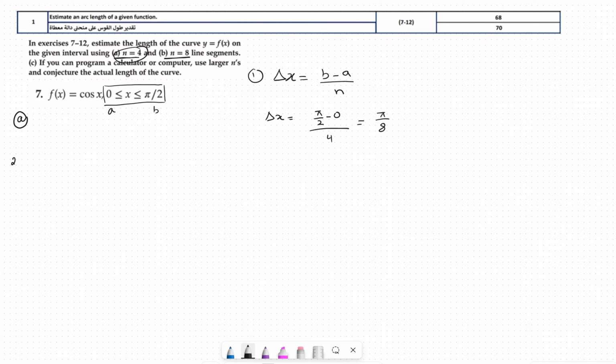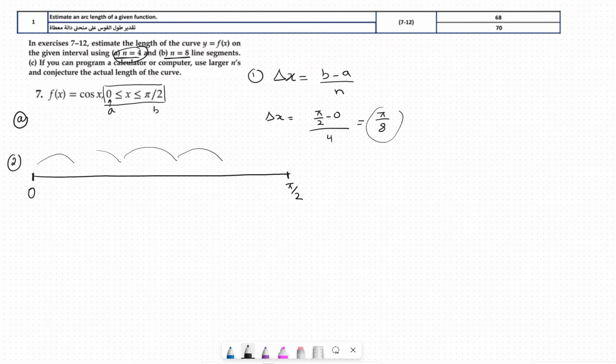Now, step number 2 is to draw a line. This line is going to show you your points. The starting point is always your a value, so here a is given to be 0. Your ending point is your b value, which is given to be pi over 2. Now you start from the starting point, and each time you add the delta x, which is pi over 8. So 0 plus pi over 8 gives me pi over 8.